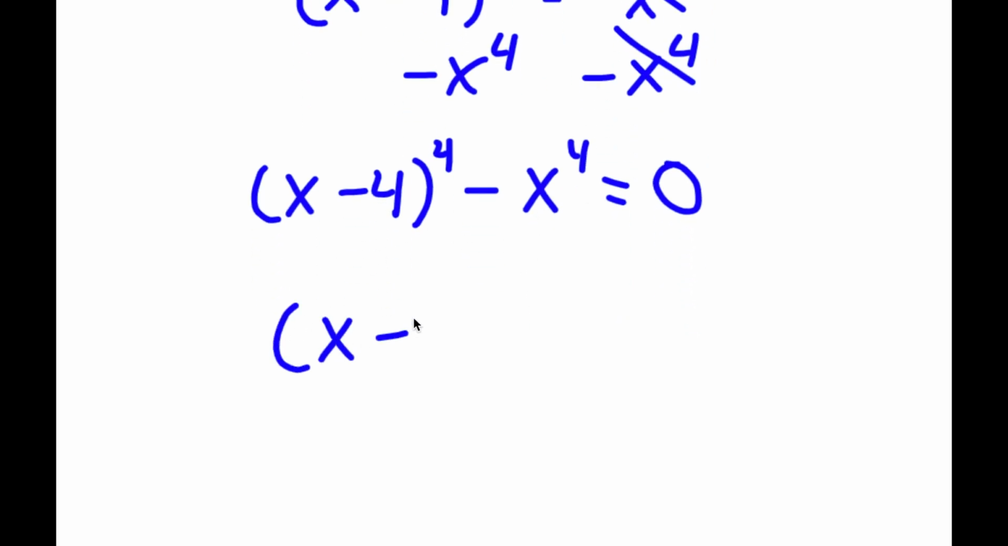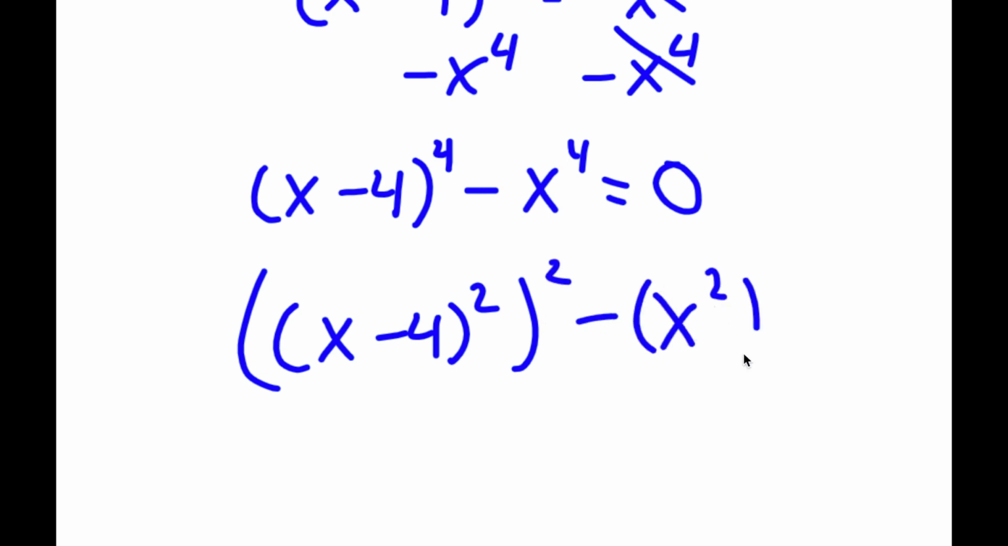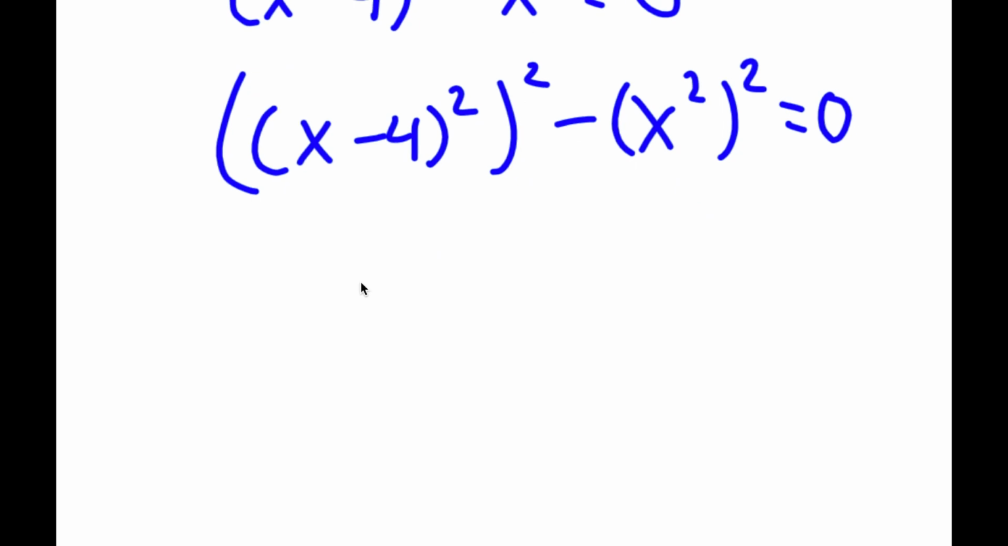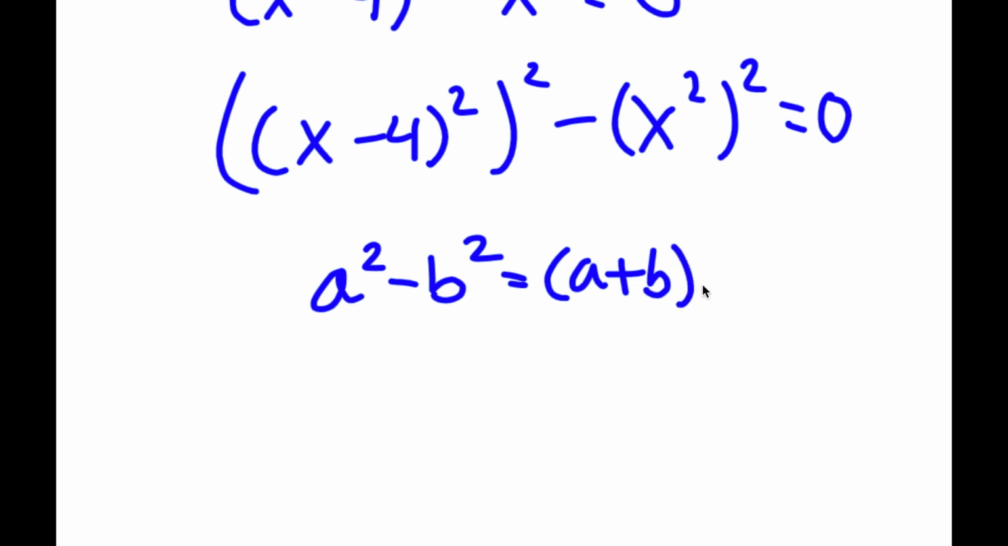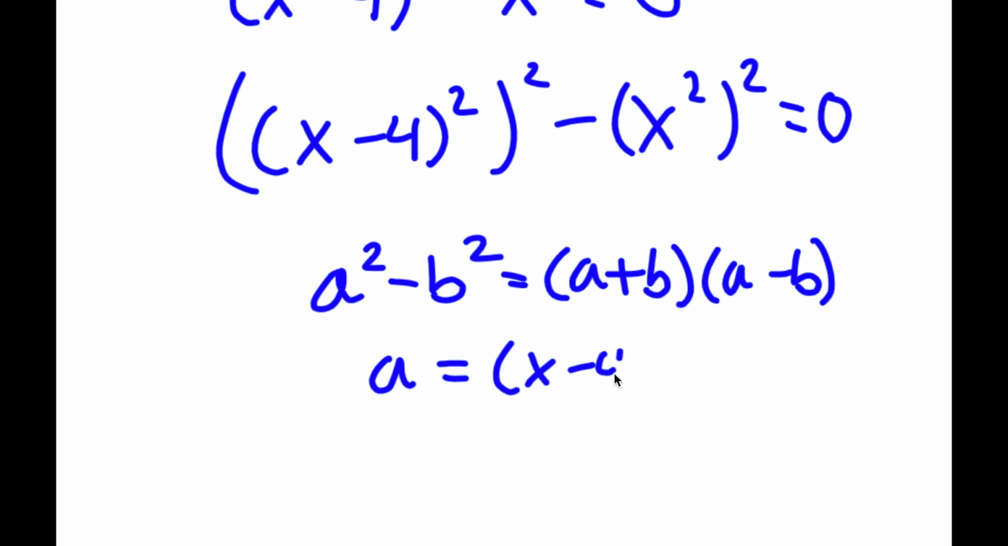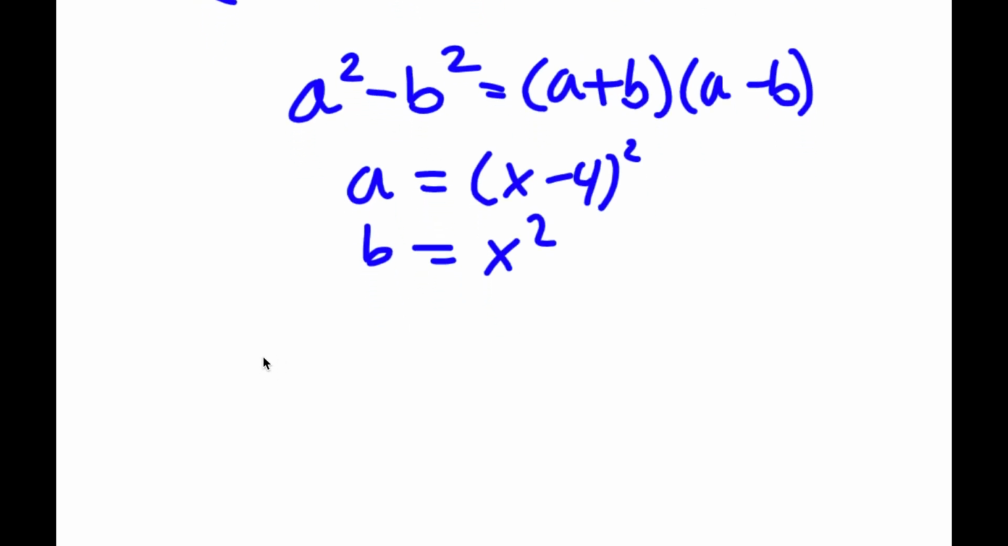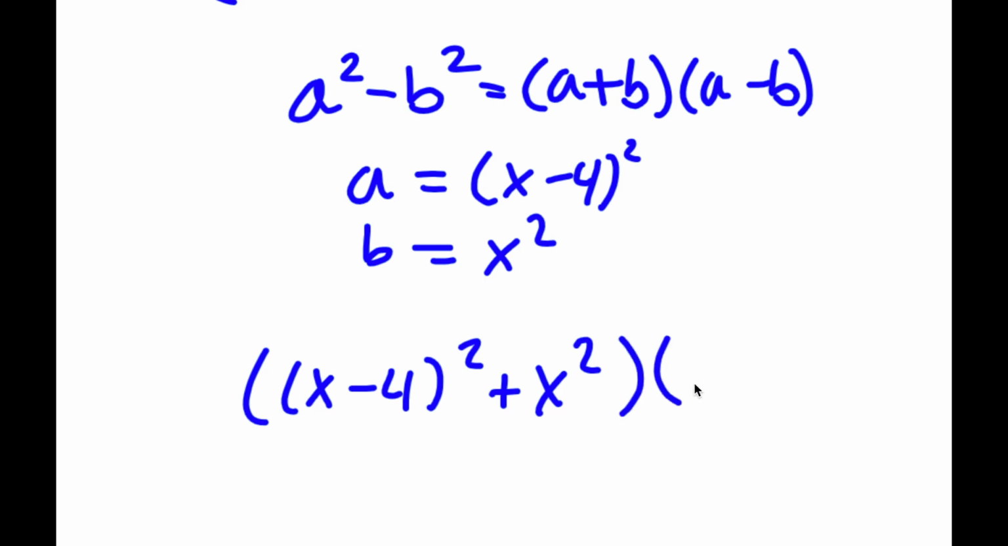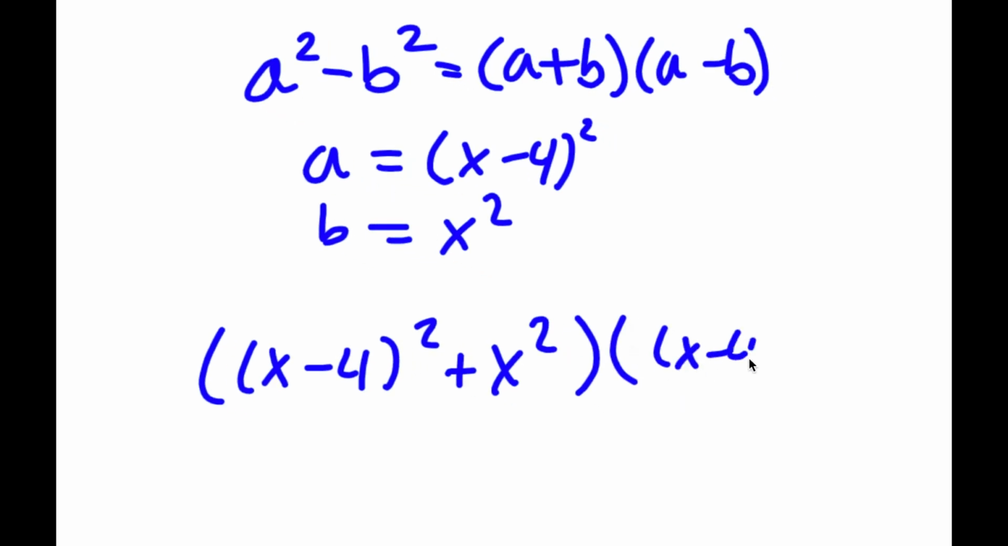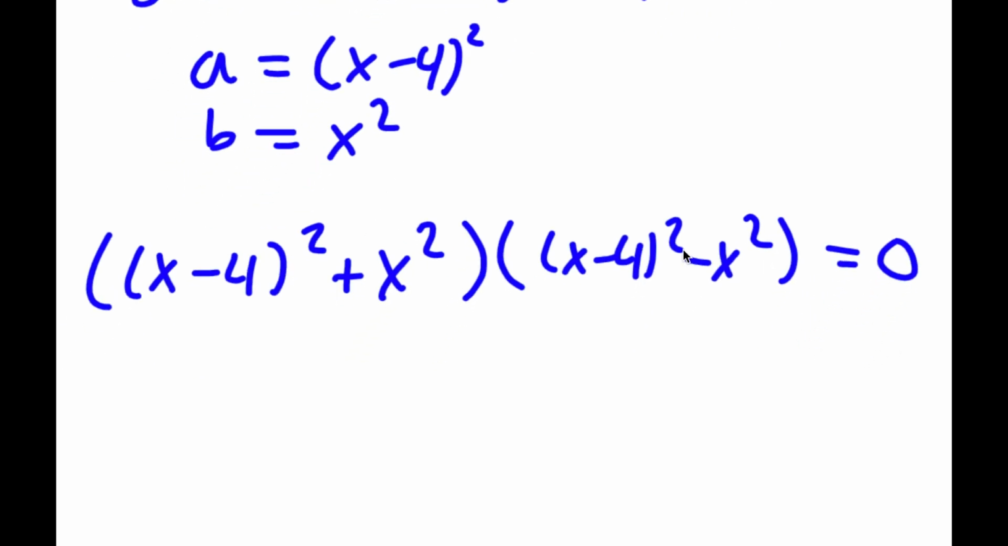Now I'm going to rewrite this as ((x minus 4) squared) to the power of 2 minus (x squared) to the power of 2 is equal to 0. And if I have something in the form of a squared minus b squared, this is equal to a plus b times a minus b. So in this case, a is (x minus 4) squared, and b is x squared. So I have (x minus 4) squared plus x squared, times (x minus 4) squared minus x squared, is equal to 0.